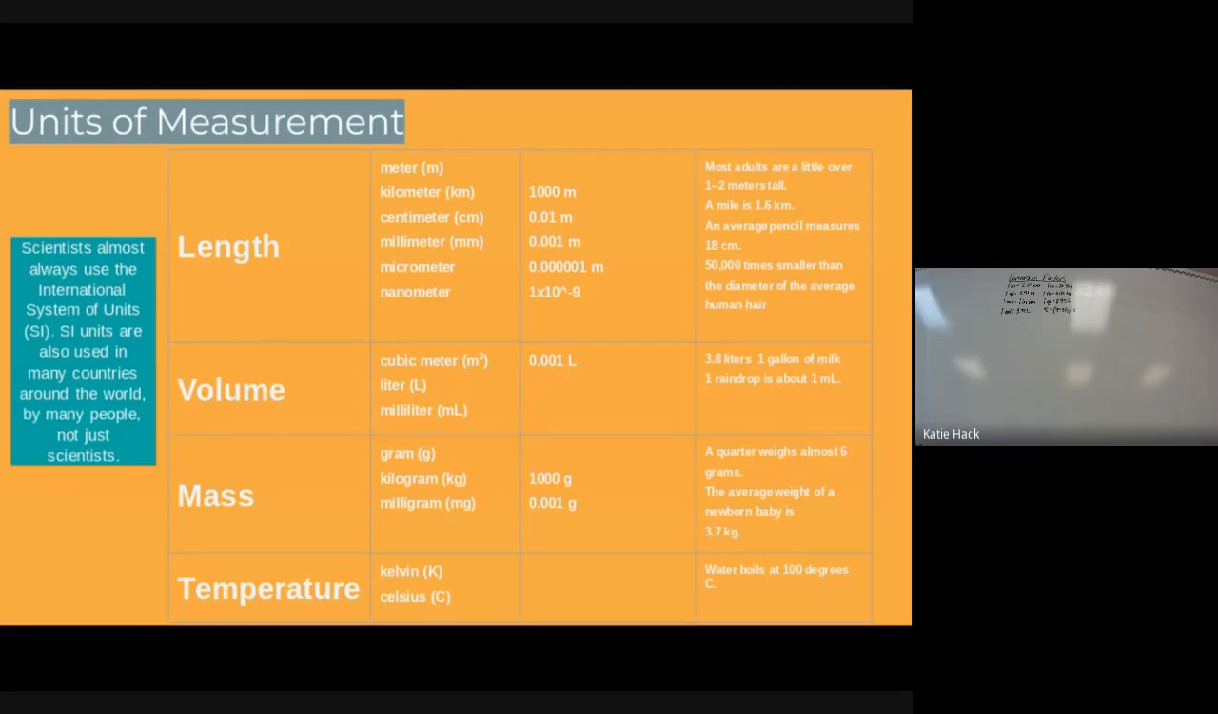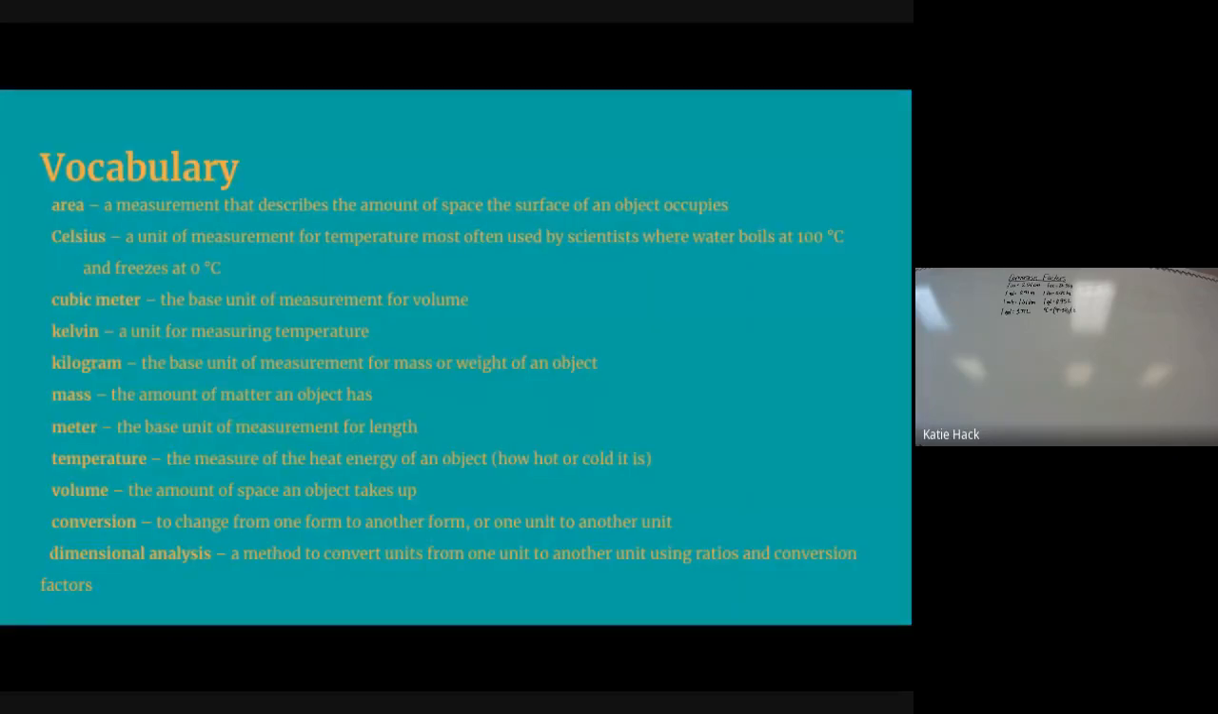Now, scientists are going to almost always use the International System of Units. The SI units are also used in many countries around the world by many people. So it's not just for scientists. Some vocabulary that we need to become familiar with for these lessons is going to be area, which is the measurement that describes the amount of space the surface of an object occupies.